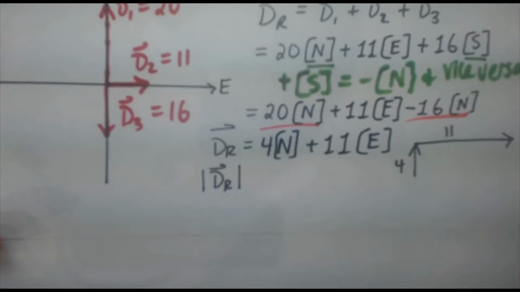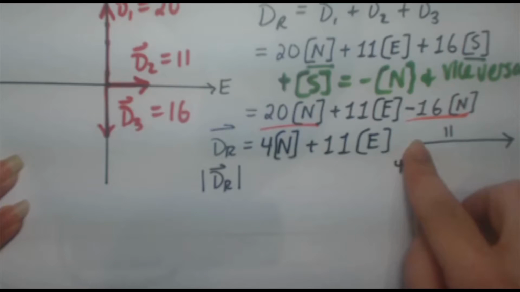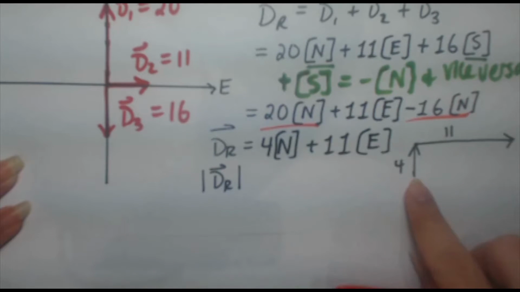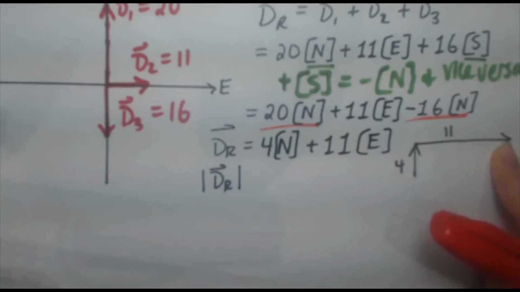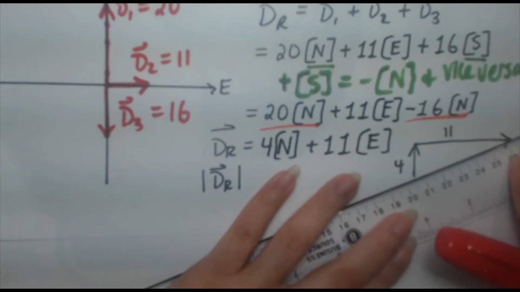If you remember from the previous video, when you add vectors, you add them tip to tail. So the first vector is 4 north, 11 east. The tail of the second vector touches the tip of the first. And in order to find the resultant, I start from the tail of the first vector and draw it to the tip of the second vector. So I'm going to go ahead and draw that in here.